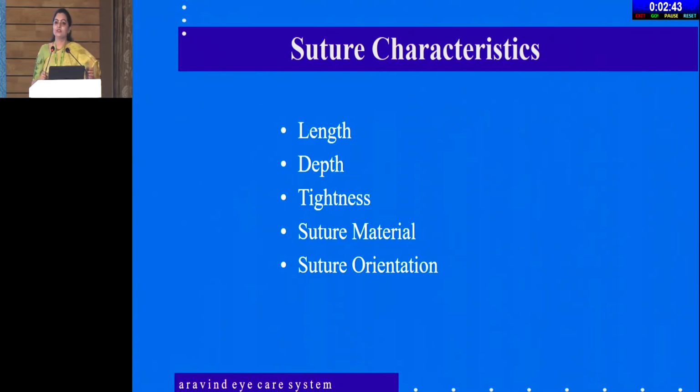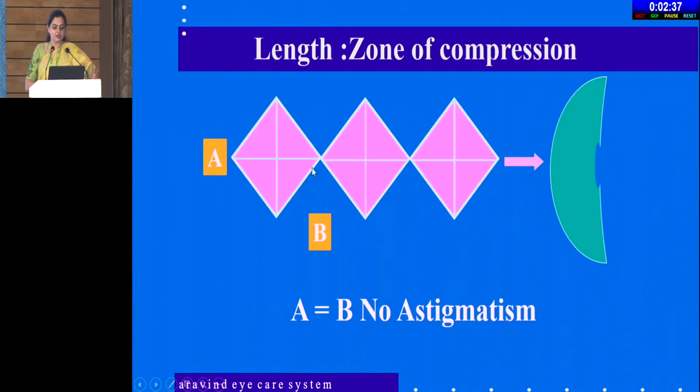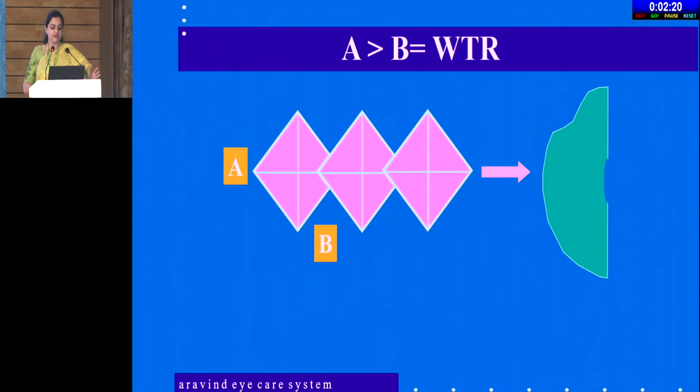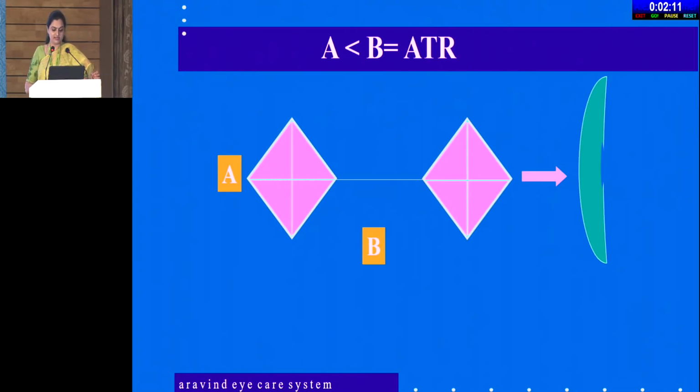And again, the length of the suture, where you place the suture, your suture material, all that is going to be useful. If you have to apply 2 or 3 sutures because your tunnel is not good, and the length of the suture is equal to the distance between each suture, then you are going to have no astigmatism at all. Whereas if the length of the suture is more than the distance between each suture, then you're going to have with the rule astigmatism. And when it is less, the length being shorter than the distance between the sutures, then you're going to have against the rule astigmatism.